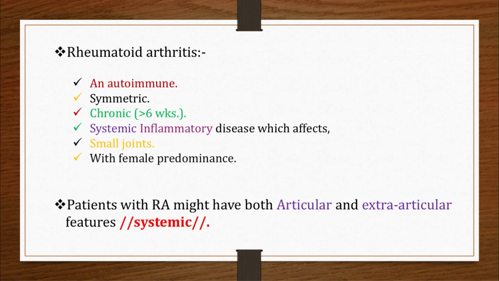So lastly, this is the complete definition of rheumatoid arthritis. As we already discussed, rheumatoid arthritis is an autoimmune, symmetric, chronic, systemic inflammatory disease which affects small joints with female predominance. Patients with rheumatoid arthritis might have both articular and extra-articular features. As we know, rheumatoid arthritis is an autoimmune systemic arthritis. Systemic means it can affect any part of your body.